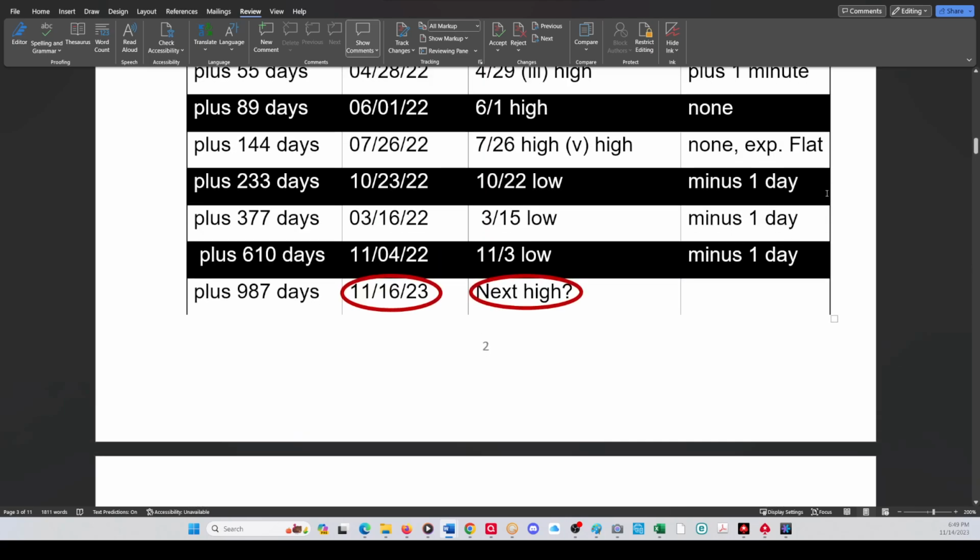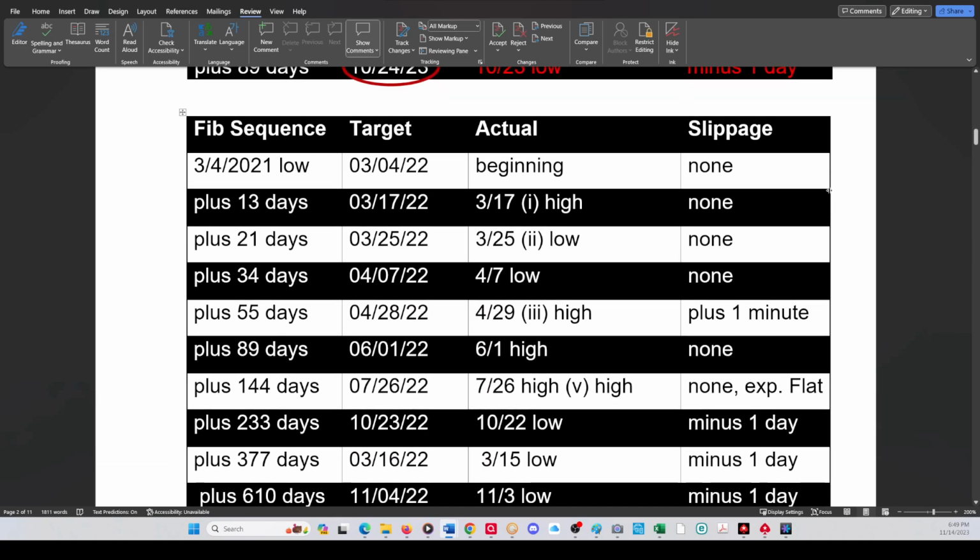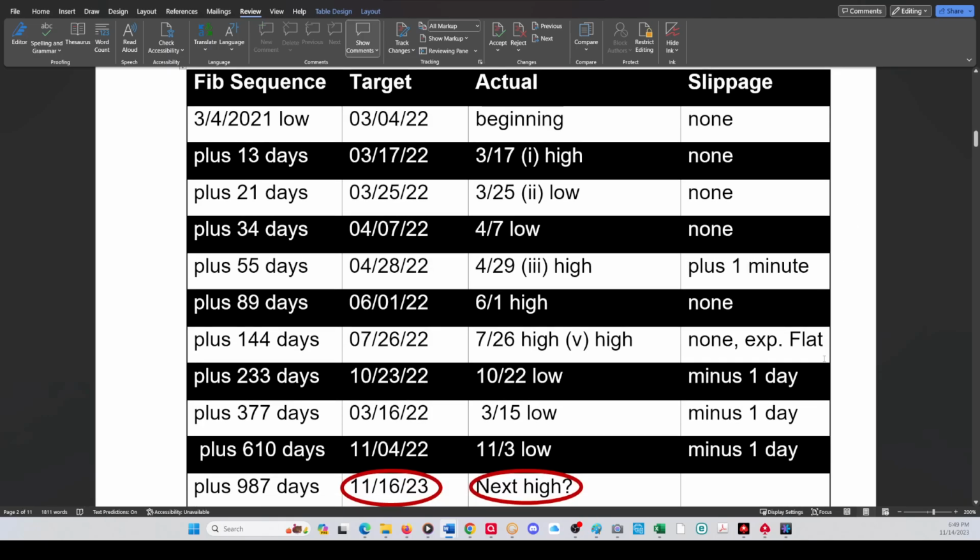I think we can go back and look at the slippage on this. Again, this is the one that I started from a low. I've been doing these since the late 90s, 1997, I believe. And I always started them from a high because I wanted to find the low of Fibonacci 55 days later. For some reason, I started this one at a low, and you can see the slippage here. None, none, none. There's 1 minute, none, a day, a day, a day. And here we are with 11/16.